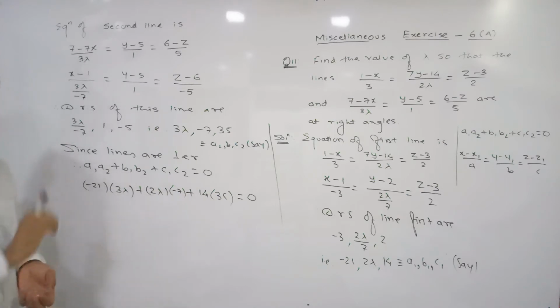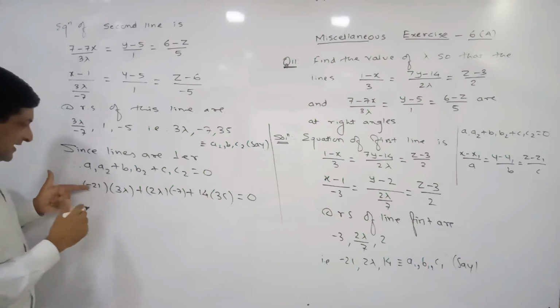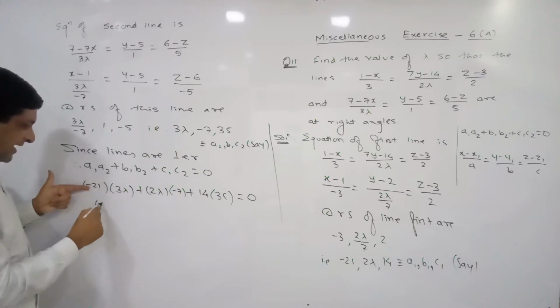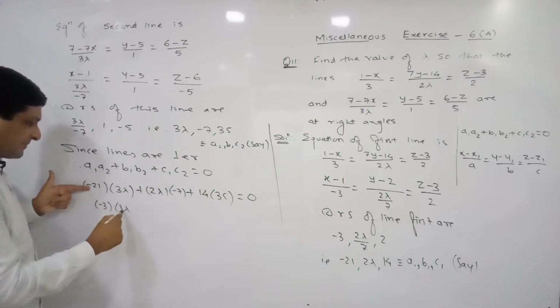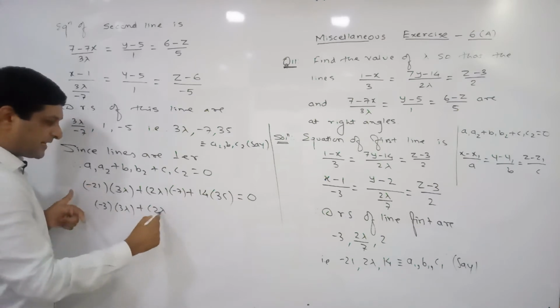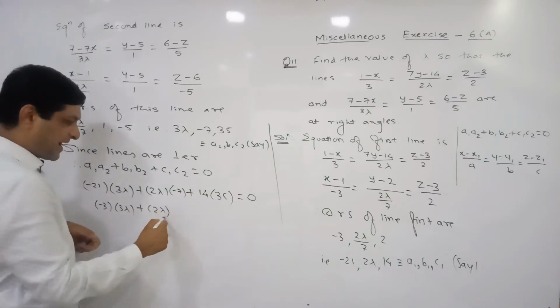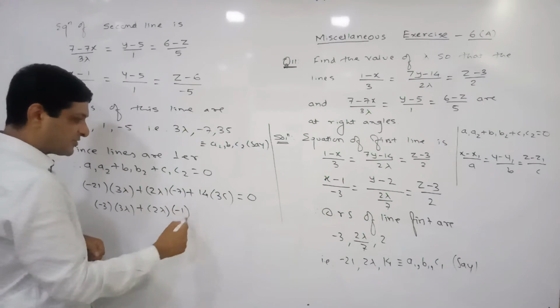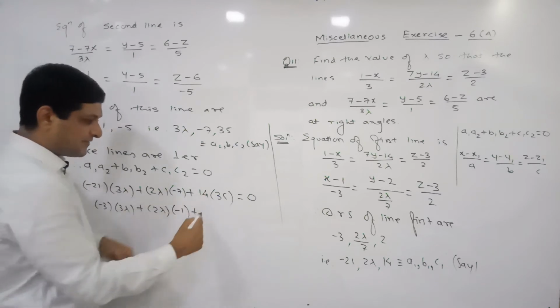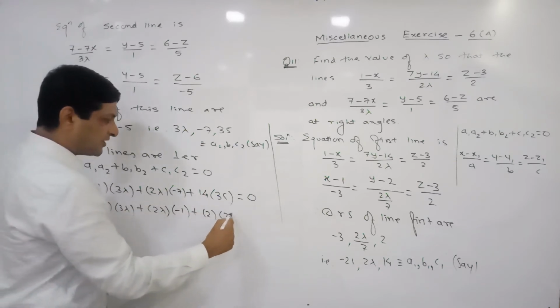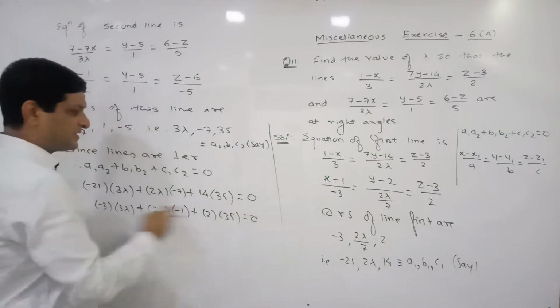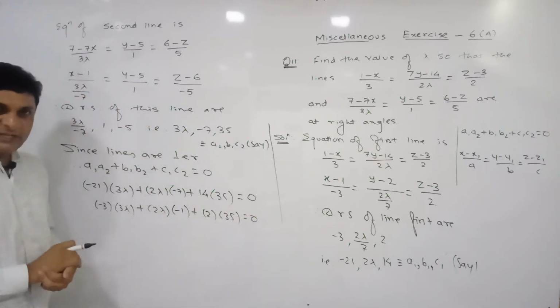So I am dividing both sides by 7. If I am dividing here by 7, the remaining term is -3 into 3 lambda plus 2 lambda, keep it as it is. If I am dividing here by 7, here we will get -1. If I am dividing here by 7, we will get 2 into 35, keep it as it is. Just simply this result we have got, dividing both sides by what?